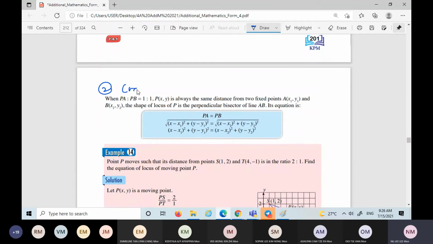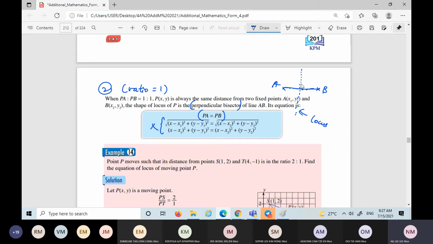Now this one is for the ratio is equal to 1, so that PA is equal to PB. Same thing, this one no need to write, no need to copy. So you are getting perpendicular bisector of the line AB. Means if this is A, this is B, if you have a line joining up A and B, the locus will be this. I draw the locus dotted. This is the locus that you're going to get.